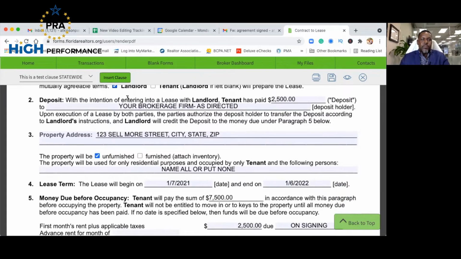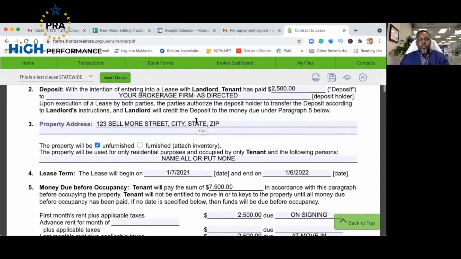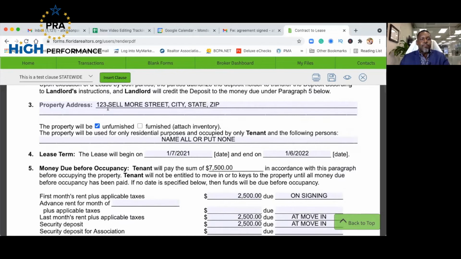Next, this particular scenario is saying that there is a $2,500 per month deposit that's being put up. And the deposit is typically the first month's rent. And it's usually made payable to your brokerage firm if your firm holds the escrow, or go as directed. Some brokerage firms do not hold escrow, so you have to check with your broker to make sure who to make the check payable to, if it's internal or external.